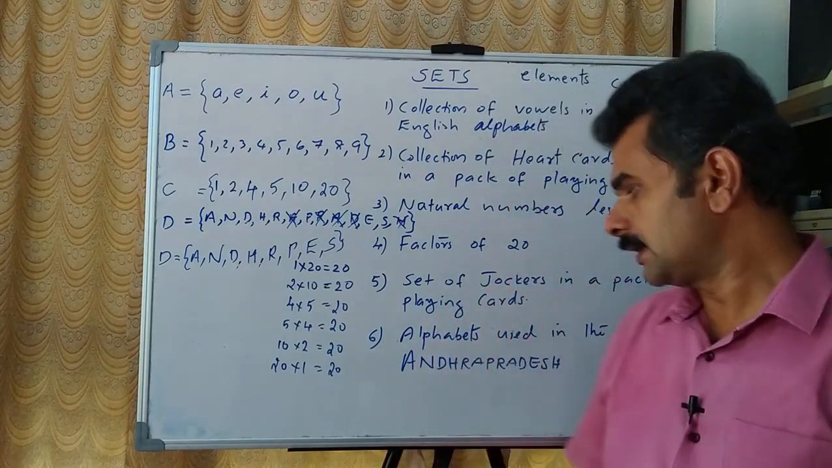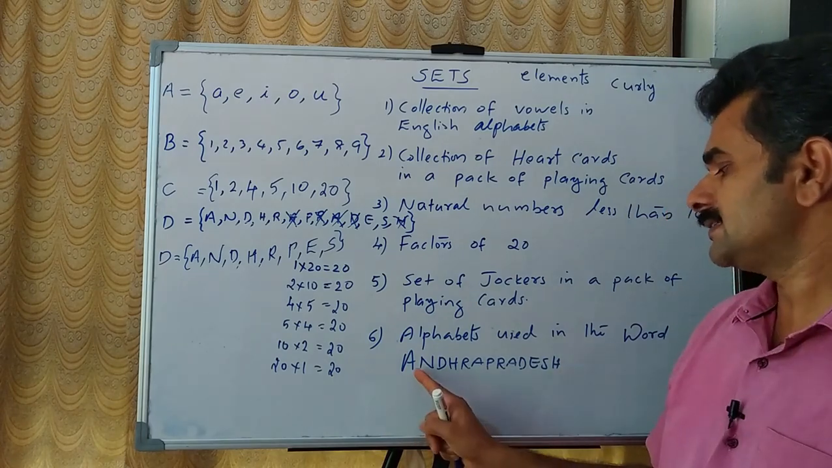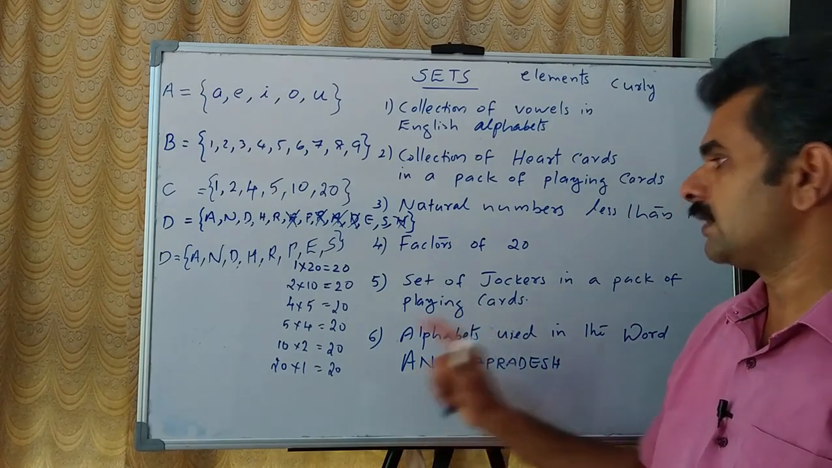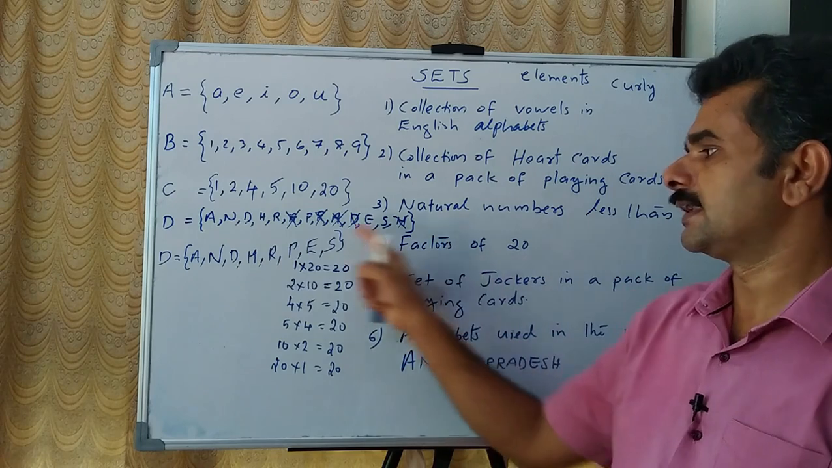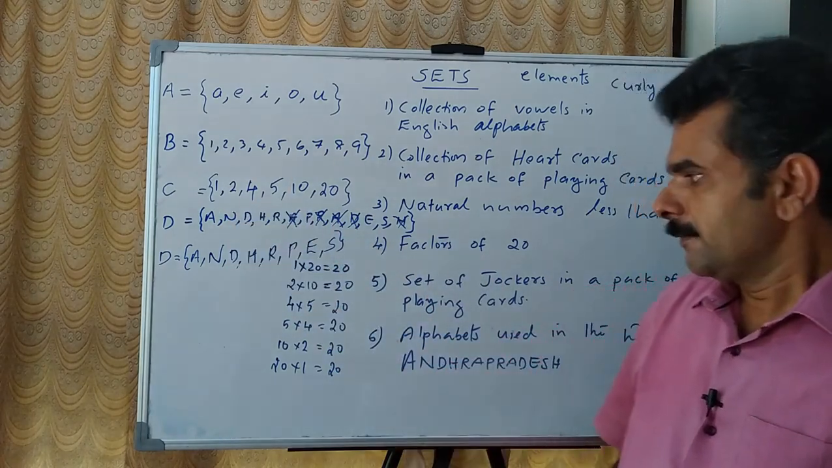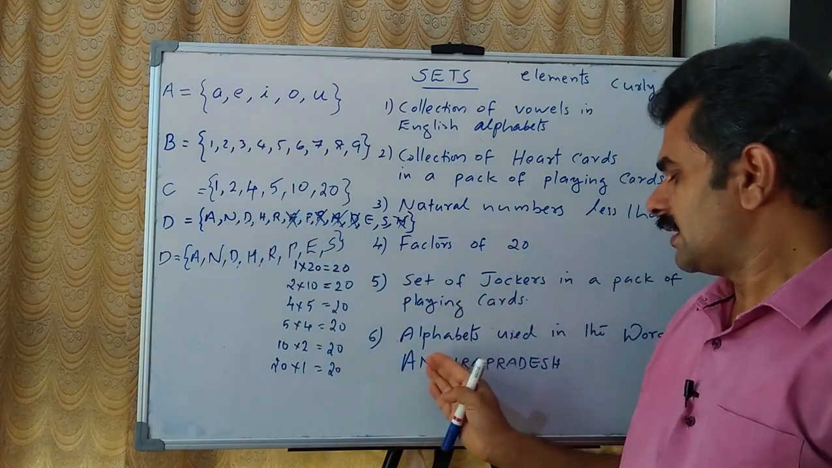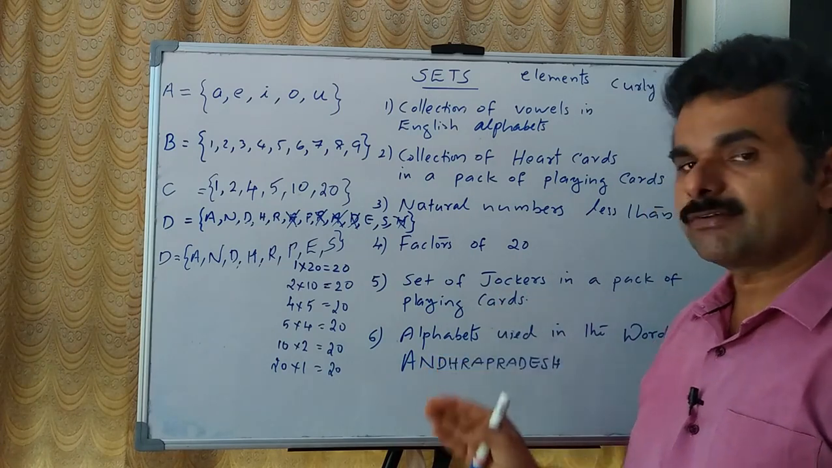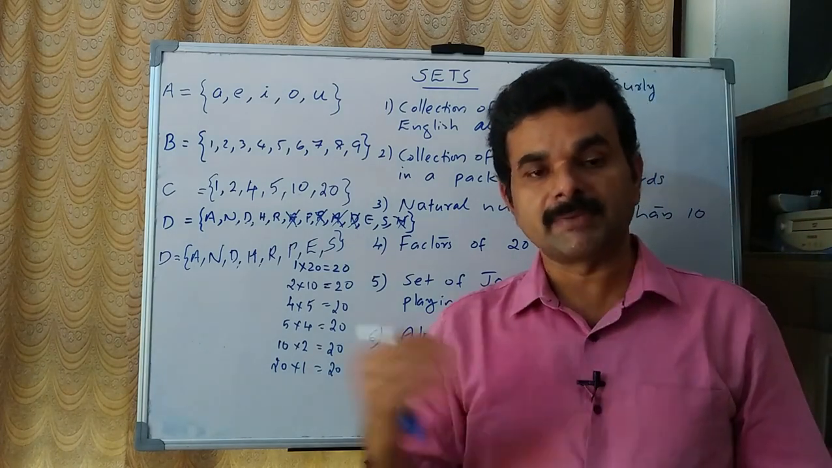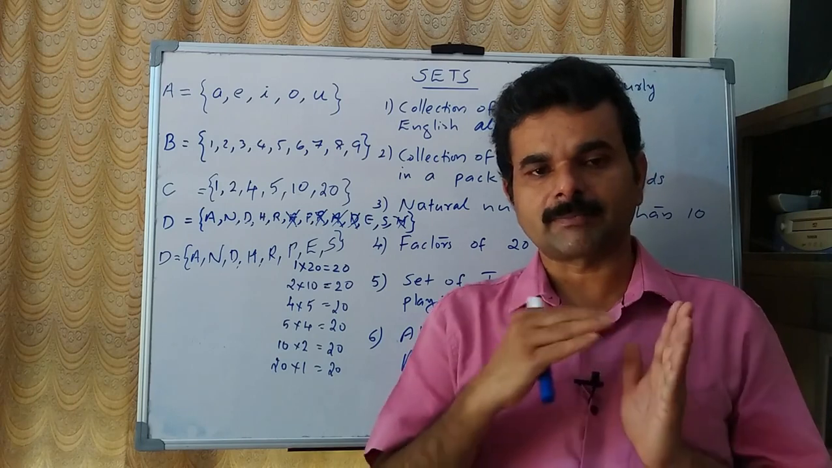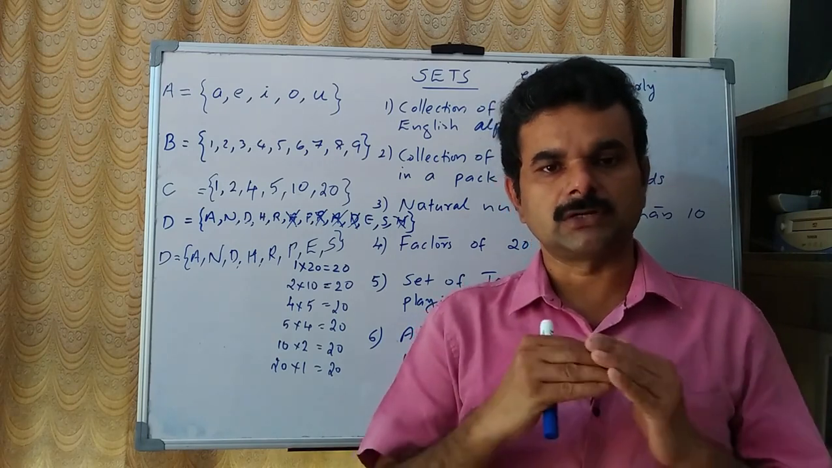Similarly, the alphabets used in the word Andhra Pradesh. You know how to write Andhra Pradesh, isn't it? And each alphabet is separated by a comma. So this is an example for set. But when we clearly visualize the set, there will be several alphabets which are repeating. So while representing a set, alphabets need not be repeated.